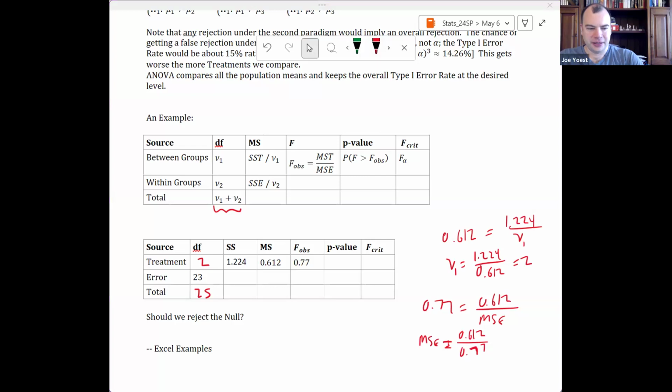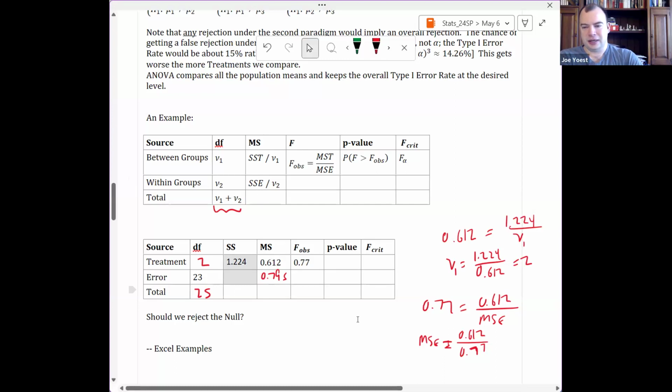And I'll come over to my calculator. I know it's off screen, but I'll just do this quickly. 0.612 over 0.77 gives me 0.795 or so. And then lastly, SSE, the one that's below this, 1.224.